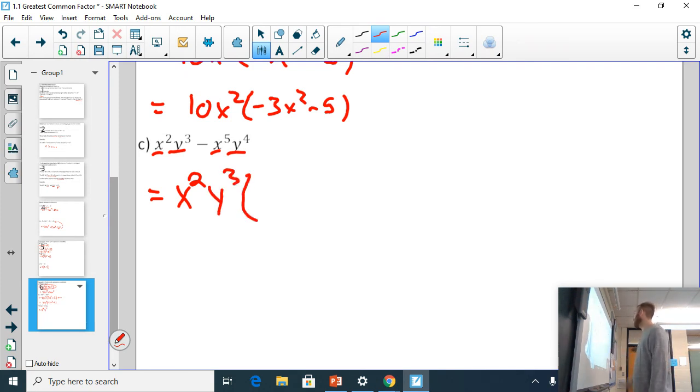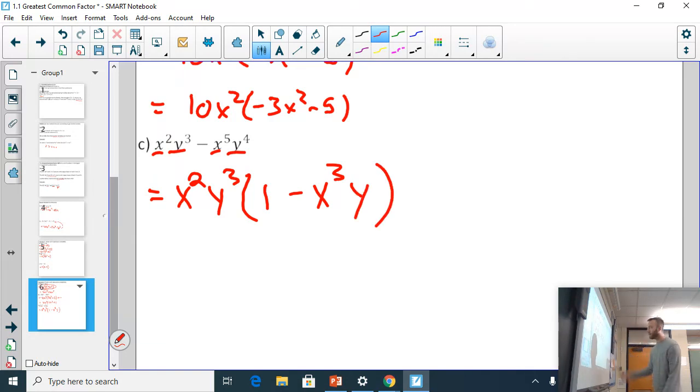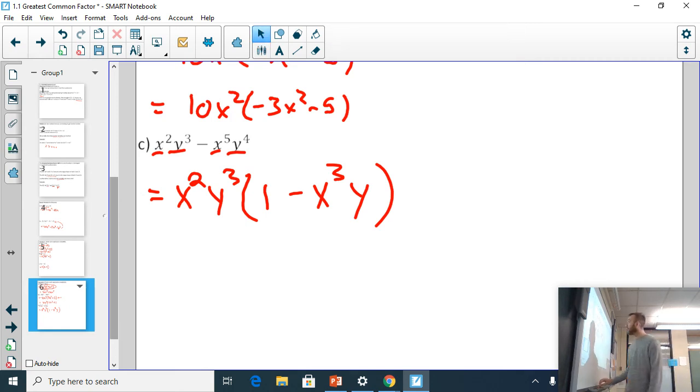And now we make our parentheses. X squared times y cubed times what gives us x squared y cubed? That's just 1, right? That's another one of those tricky ones. We need that 1 there. And then we have a minus sign. And then we have 2 x's and we need to get to 5, so we better have x cubed. And we have 3 y's and we need to get to 4, so we better have 1 more y. And that'll be our answer for that one. So that is factoring out a greatest common factor.